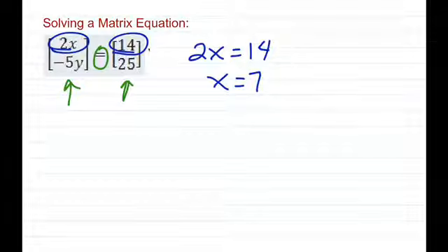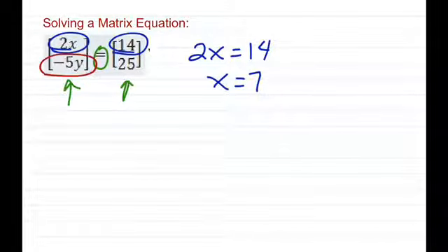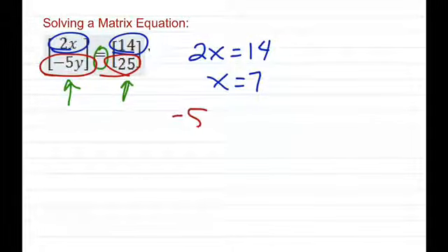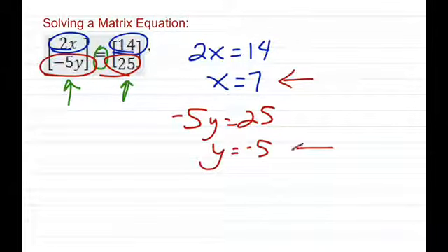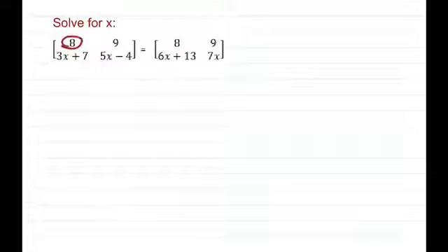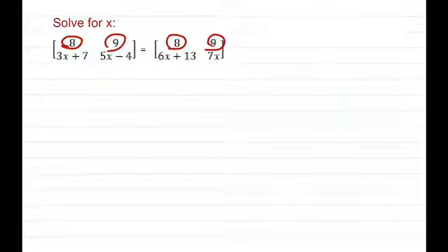We would also know then that negative 5y is equal to 25, so we can write an equation for that. And so y is equal to negative 5. And so in this particular matrix equation, we would find that x is equal to 7 and y is equal to negative 5. Since it's not a system of equations, we don't need to write it as an ordered pair. Okay, let's take this matrix equation, we're going to solve for x. So if you look at the corresponding pieces, 8 is equal to 8, 9 is equal to 9, so there's nothing to do with those.